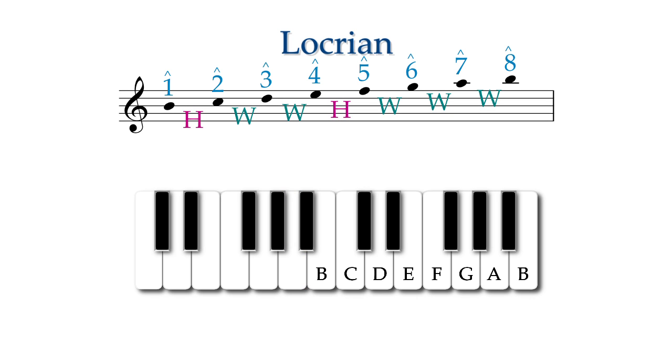Finally, if we play our scale starting and ending on the note B, the semitones lie between the 1st and 2nd scale degrees and the 4th and 5th scale degrees. This is the Locrian mode.